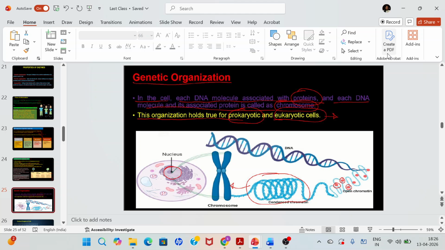Okay. Next is what we learnt about the genetic organization in the cells. Each DNA molecule is associated with proteins, and each DNA molecule and its associated proteins together make a well arranged chromosome. So a chromosome is a complex, compactly arranged DNA. These are the different stages through which DNA passes so as to make a compactly arranged chromosome.